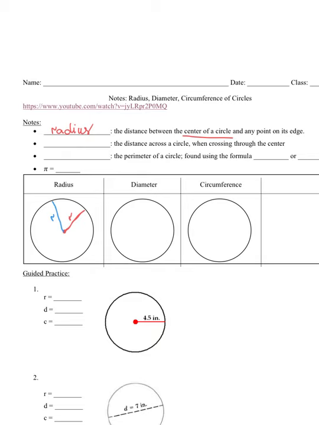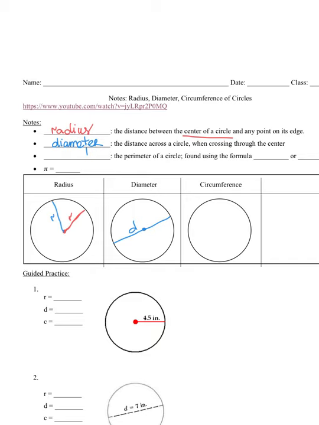with the same distance. Number two, the distance across a circle when crossing through the center is called diameter. So this is the center, and that line should cross the center. So this is the diameter. We have more than one diameter in the circle.